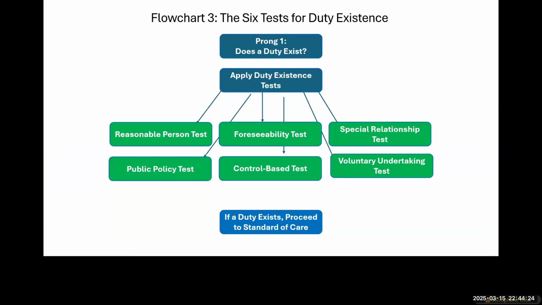So those are the 6 tests that you have available to you to determine whether or not a duty is owed by the defendant to the plaintiff. That's prong 1. Does a duty exist? Under element 1, duty, if I go through one of these tests, you do not need all 6. If you're my student, you don't get extra credit for giving me all 6, right?